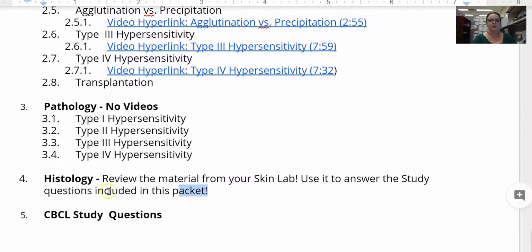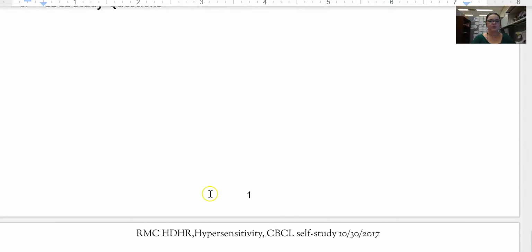Okay, histology. There is no histology in this packet, but Dr. Al Ghul provided you with a couple of study questions to help you get through some of the material from your skin lab that you maybe didn't get to spend much time on during the skin lab. So check those out. It won't be on your readiness assessment and it won't be in the CBCL, but this was just a place I could put it where I could draw your attention to it. It's designed to help you begin studying for your summative if you haven't already. And then you have your study questions.